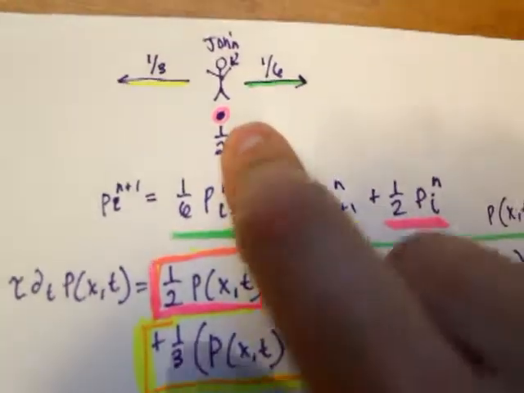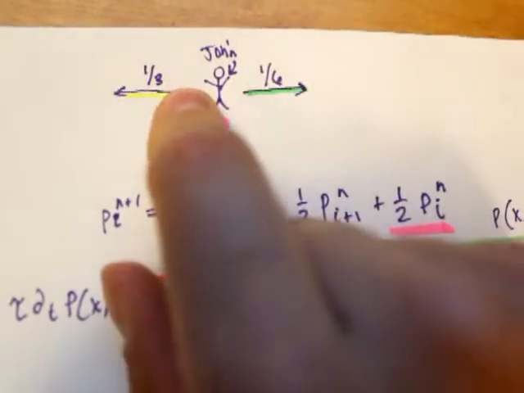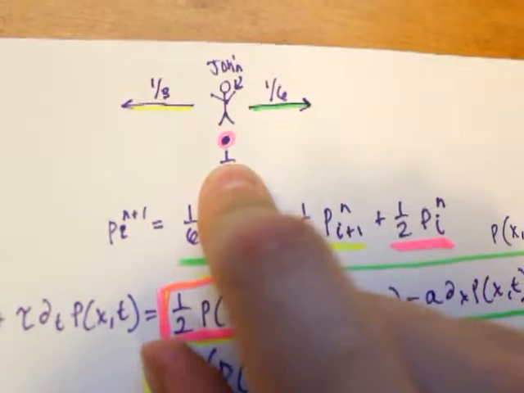So here we go. We have John, and John has a 1/6 probability of moving to the right, a 1/3 probability of moving to the left, and a 1/2 probability of just staying still.